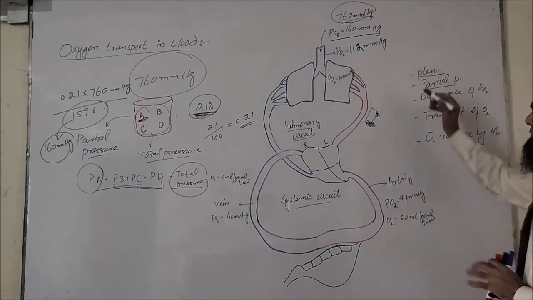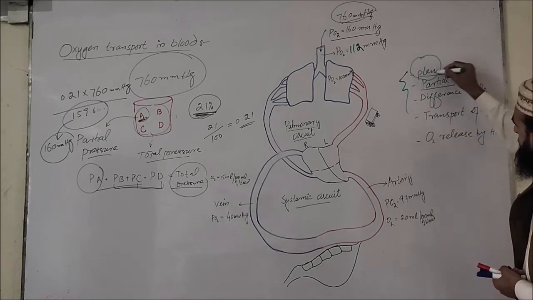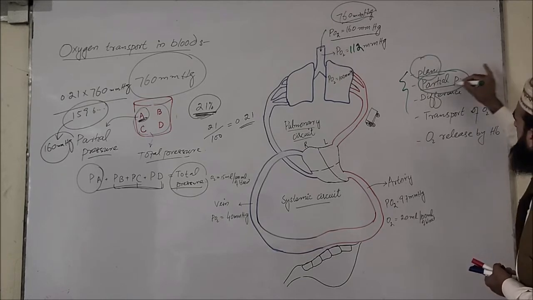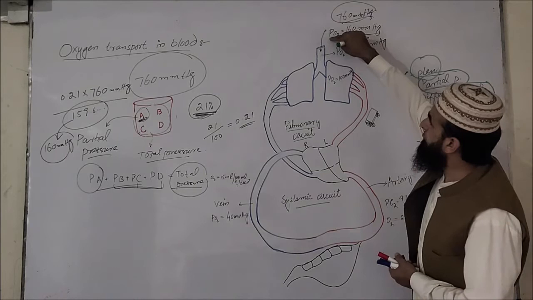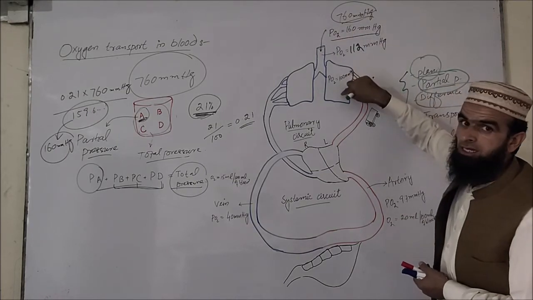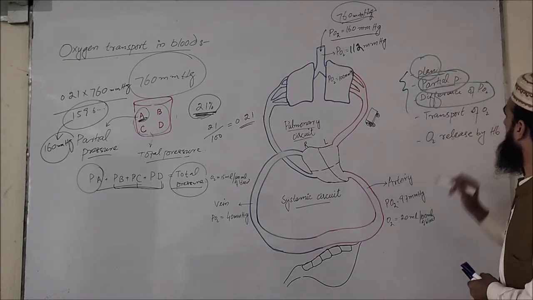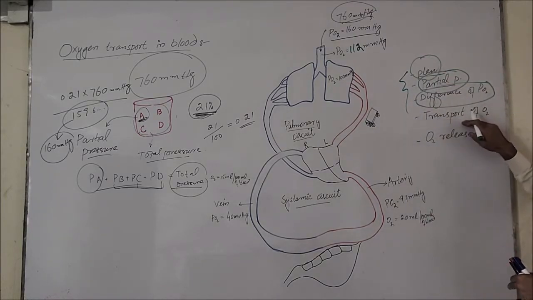Okay. Now, if these things are clear, that is, if you are clear about the partial pressure, and about the difference of partial pressure of oxygen between the inhaled air and the air present in the lungs or alveoli, then now we will be able to talk about our concerned topic, that is transport of oxygen.